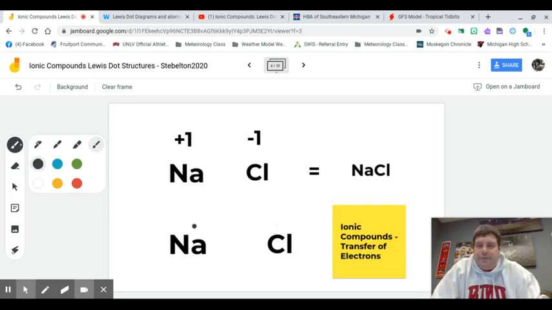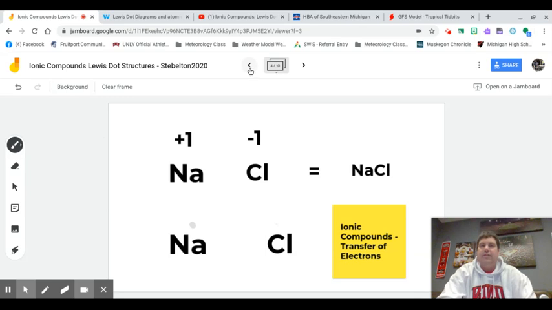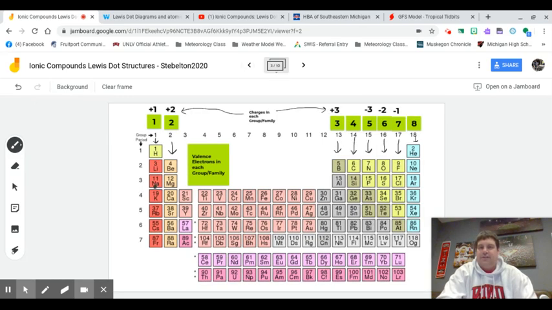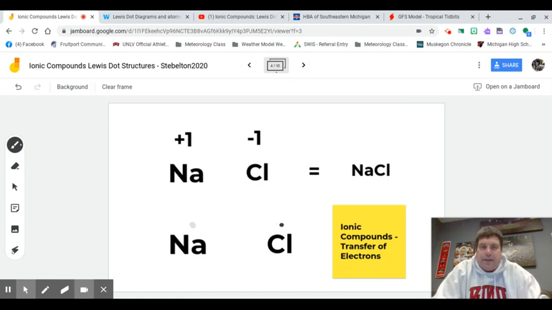Here's the Lewis dot for sodium. It just has 1. And how do I know that? Because if you find sodium here and go to the top, it has 1 valence electron. Chlorine has 7 valence electrons. So when I put those around chlorine, I'm going to go around the clock. 1.